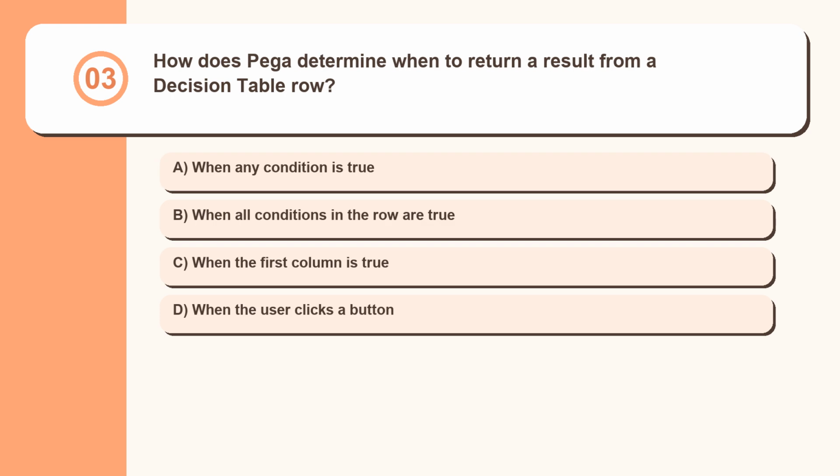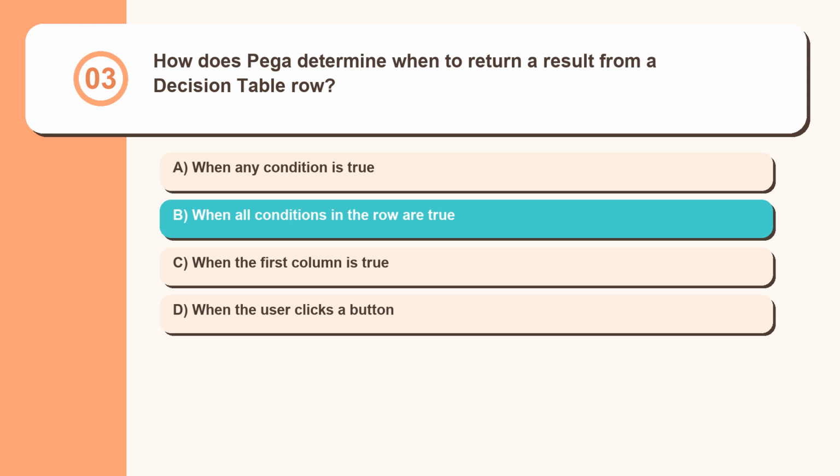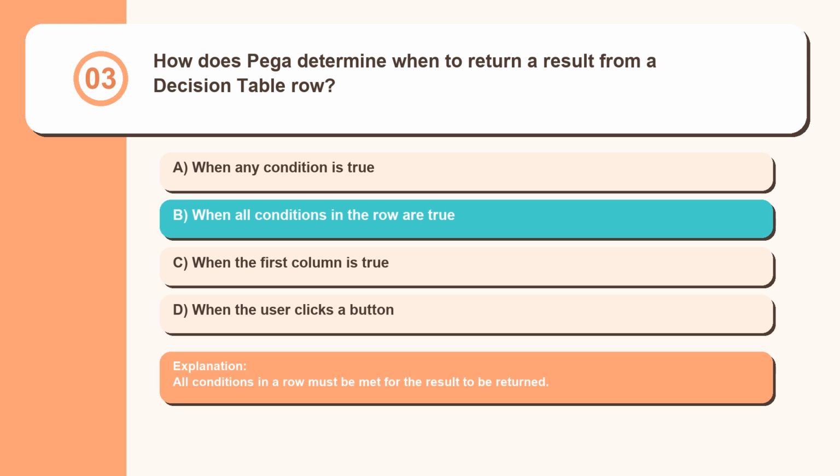Question 3. How does Pega determine when to return a result from a decision table row? When any condition is true, when all conditions in the row are true, when the first column is true, when the user clicks a button. All conditions in a row must be met for the result to be returned.